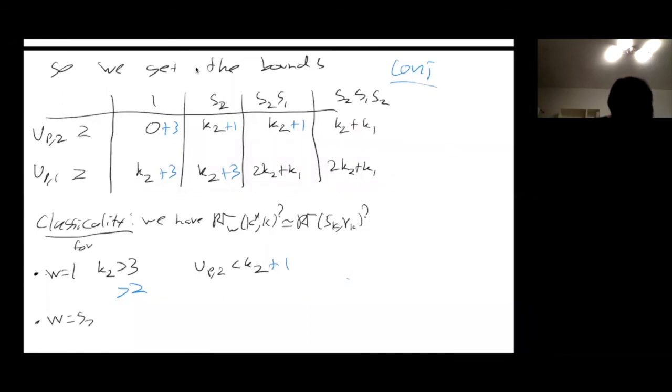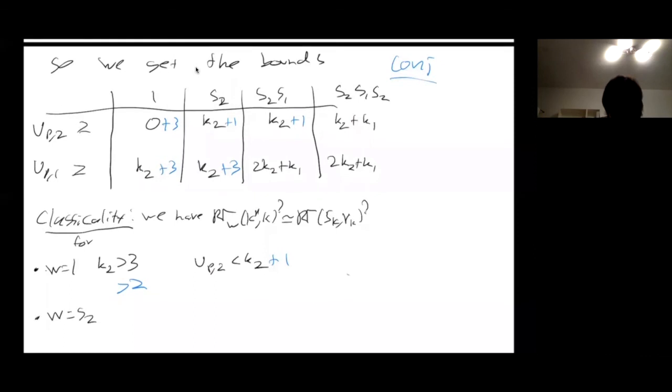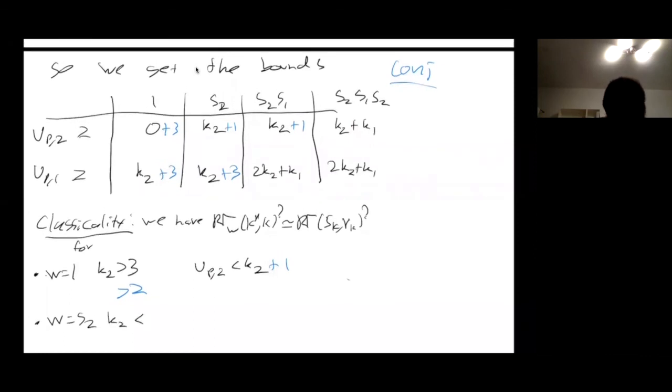W equals S2. So now the condition is K2 is less than 0, and K1 plus K2 is bigger than 3. And we put slope bounds on both of the Hecke operators. So UP2 is less than 0, and UP1 is less than 2 K2 plus K1. And again, I'm just reading this all off from the table because somehow the 0 is here, and the 2 K2 plus K1 is here.